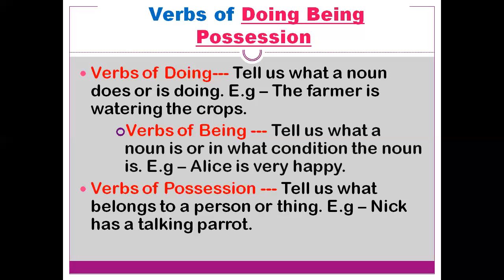The third one, verb of possession. As you all know, possession means things which belong to someone. It tells us what belongs to a person or thing. For example, Nick has a talking parrot. Here, has a talking parrot shows that, what does Nick have? That the talking parrot belongs to Nick. So here it states the possession.